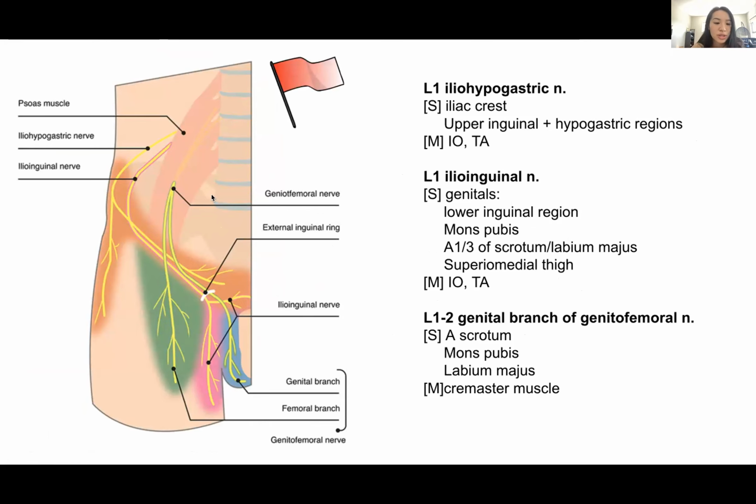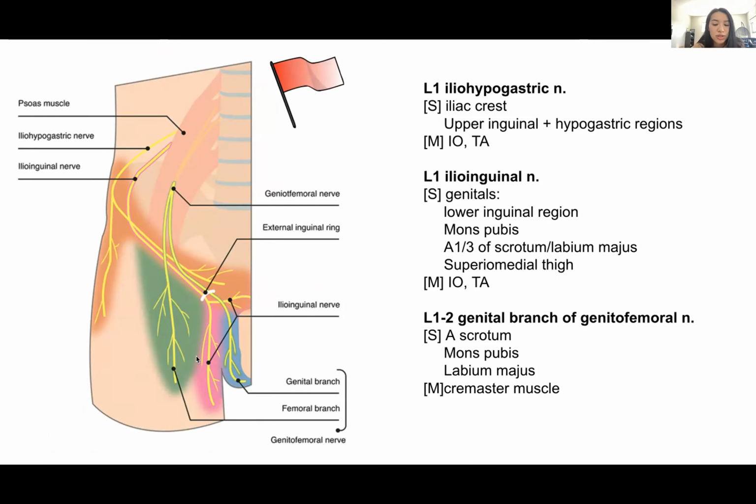So the iliohypogastric is over here, and it actually goes and innervates this part and this part. So the upper inguinal, and then there's the hypogastric here. And then also the muscles. So that's M for muscle innervation. This is sensory, S for sensory. So ilioinguinal does most of the genitals, but also this part of the thigh, okay?